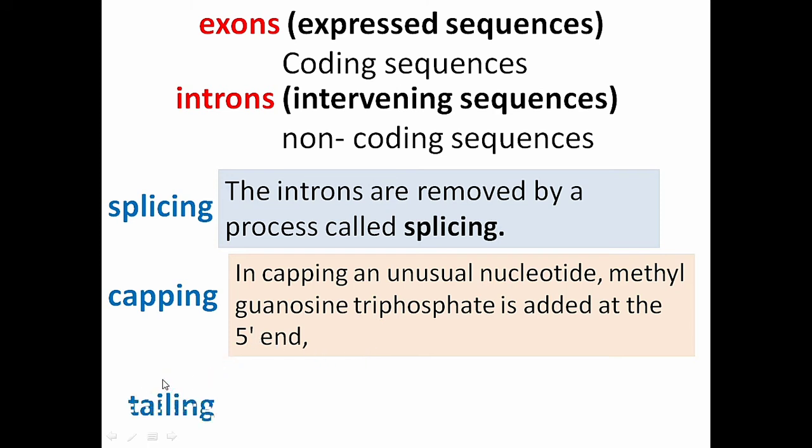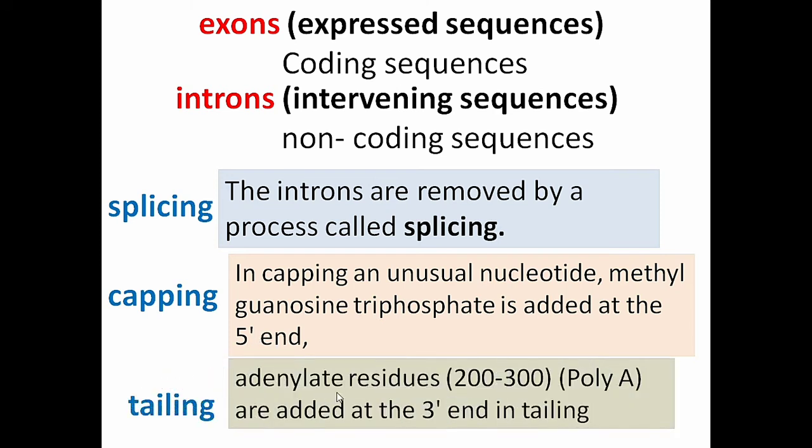At the 3' end, adenylate residues, 200 to 300 residues, are added. This is called tailing. Tailing involves addition of adenylate residues at the 3' end. Capping involves addition of methyl guanosine triphosphate at the 5' end. Removal of introns is called splicing. After the completion of the 3 activities, the heterogeneous RNA becomes functional mRNA in eukaryotes.